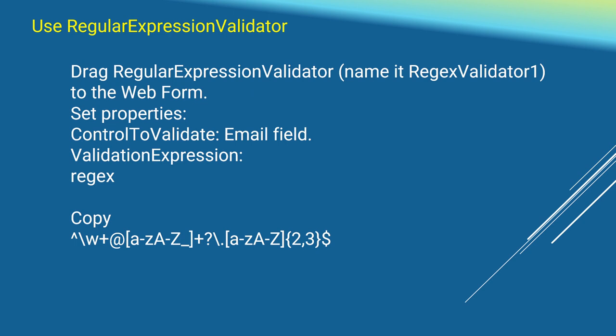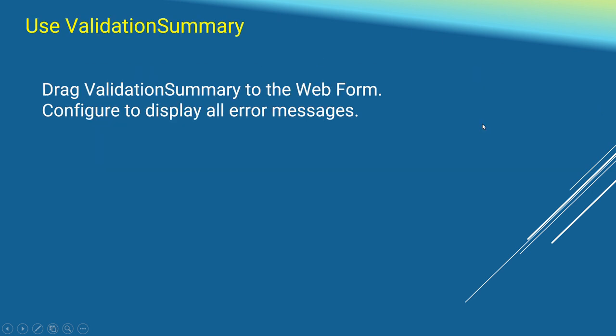Finally, let us add a validation summary control to consolidate all error messages. Drag the validation summary onto the form. This control will aggregate and display all validation errors in one place, making it easier for users to see what needs to be corrected. This enhances the user experience by providing clear feedback on form validation.